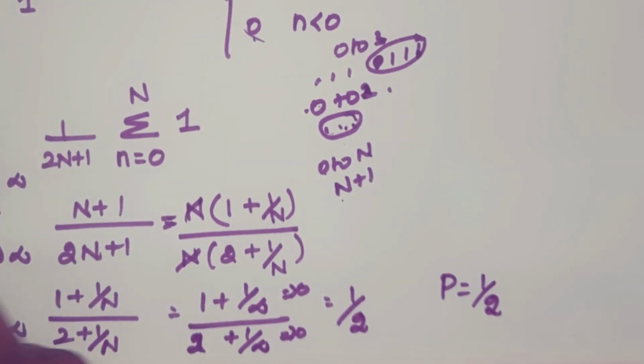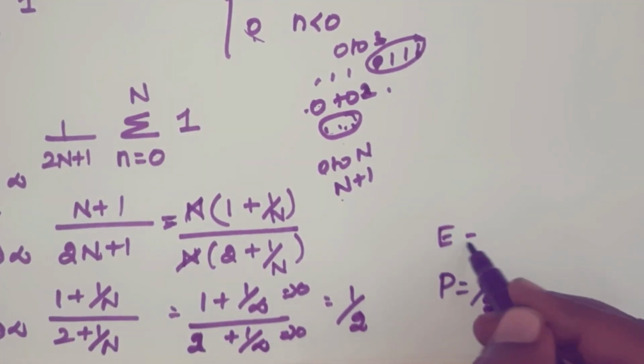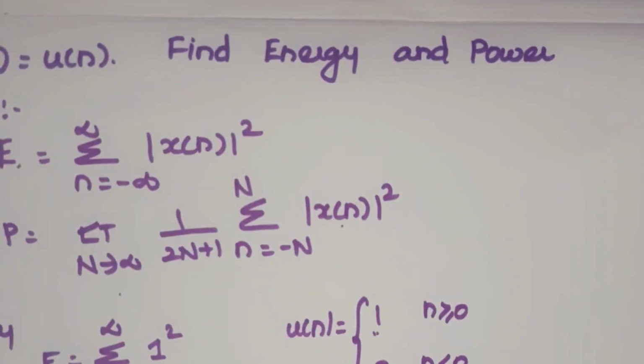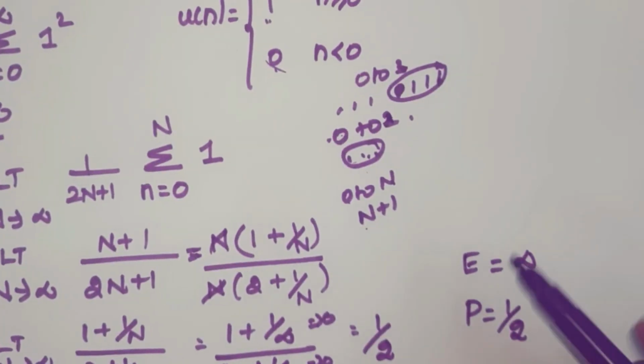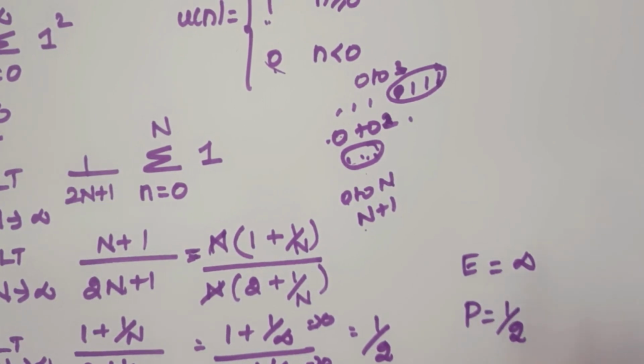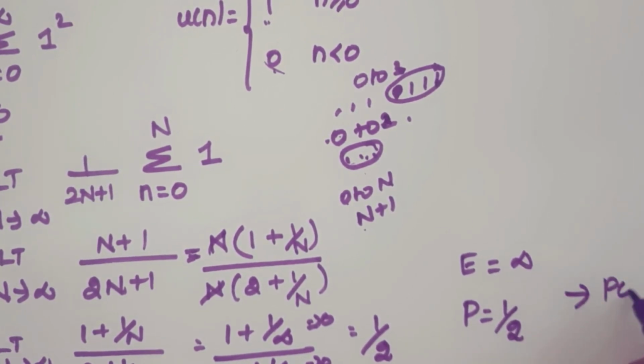What about energy? Energy is infinity. Here your question is just to find energy and power. But we can say energy is infinity, power is 1 by 2. So the signal is a power signal.